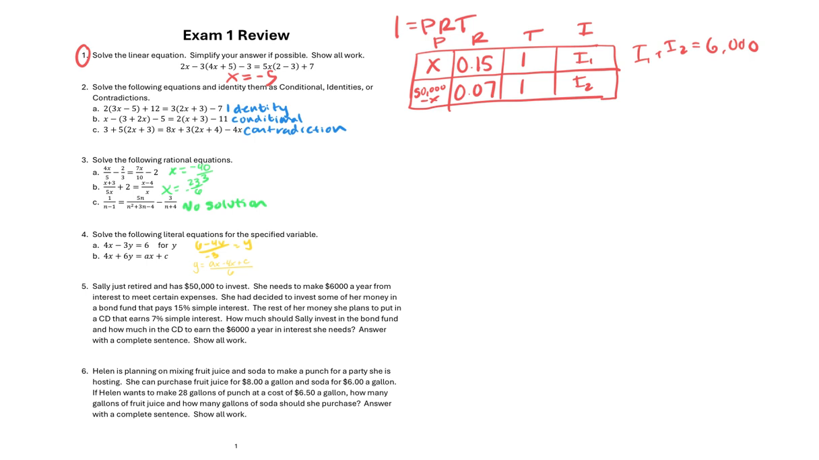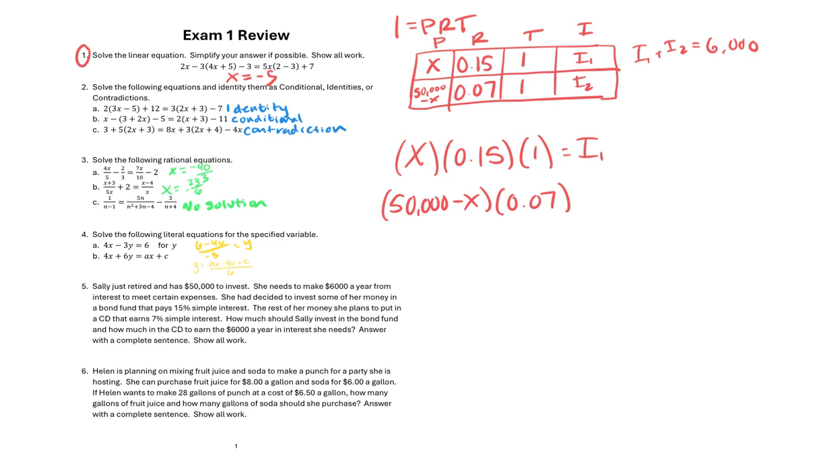So we have X times 0.15 times 1 is equal to I1. And then we have 50,000 minus X times 0.07 times 1 is equal to I2. So then we can take these equations and add them together.